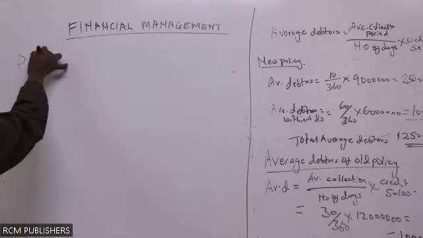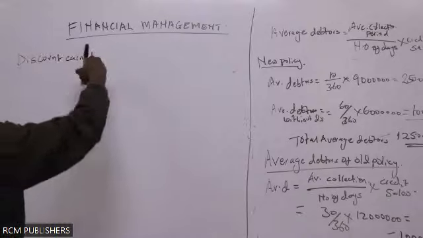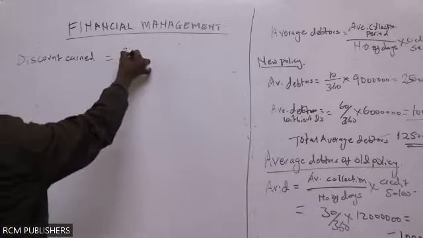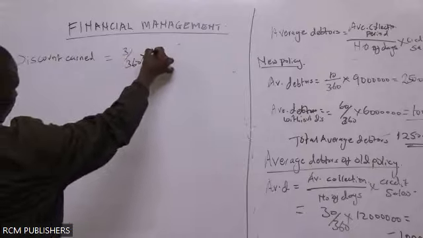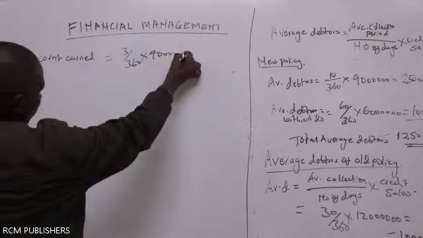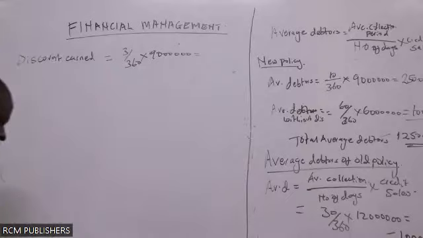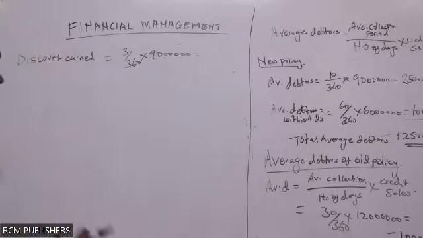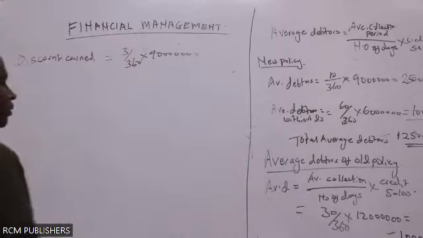Discounts, you see, discount by the 30 of these creditors. Our creditor ndio wanapata discount here: 3 over 360 times 9 million. So hiyo ndio discount wanapata. Compute bado. 360, utapata discount ya 360 within that year, 9 million.